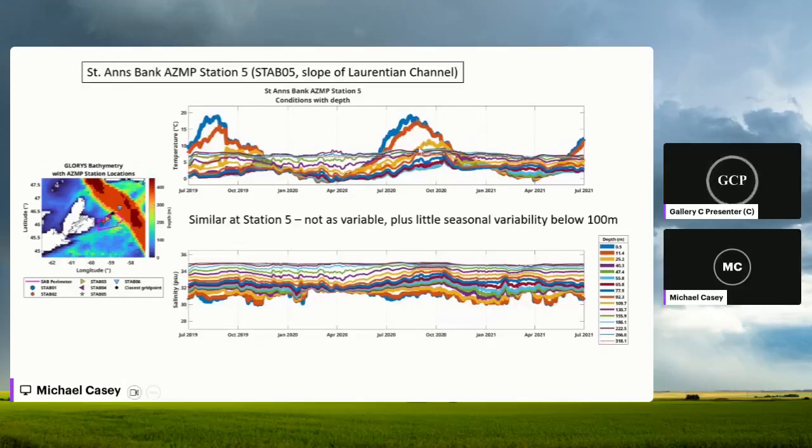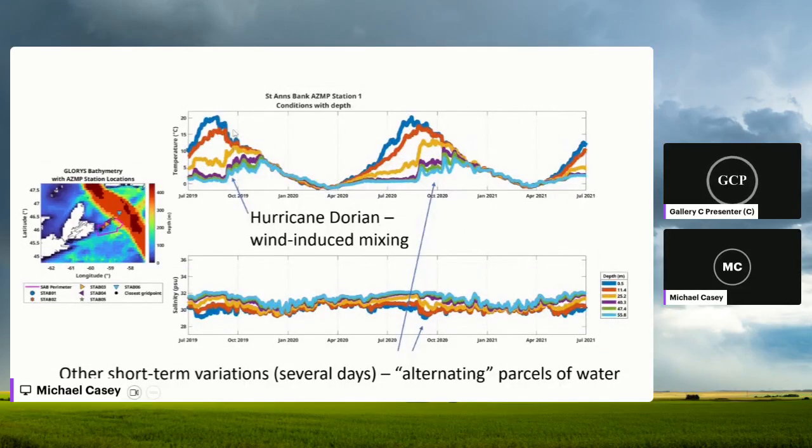But what are all these lumps and bumps that we're seeing in these signals, the shorter term stuff? Well, for example, this one here happens to be Hurricane Dorian. So you see that surface layers are getting cooler, and the deeper layers, deeper being as low as 25 meters, are getting warmer. And so what's happening is Hurricane Dorian is coming along and seems to be doing some wind-induced mixing. Whereas these other lumps and bumps on the curve are more from short-term variations, several days and months, alternating between different parcels of water. And I'll highlight that in a minute.